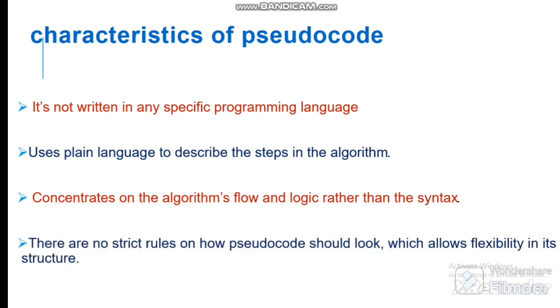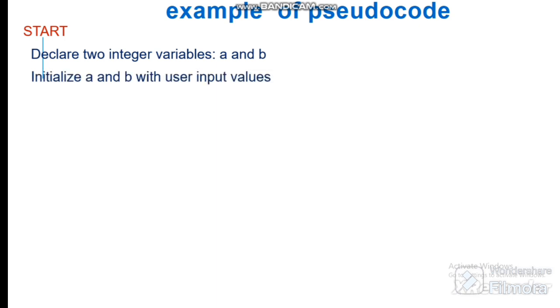So there are no strict rules to follow for designing pseudocode. Example of a pseudocode. Here I would like to explain pseudocode by considering an example. So here I am taking two variables, A and B, which are declared as integers. I am assigning values to A and B.